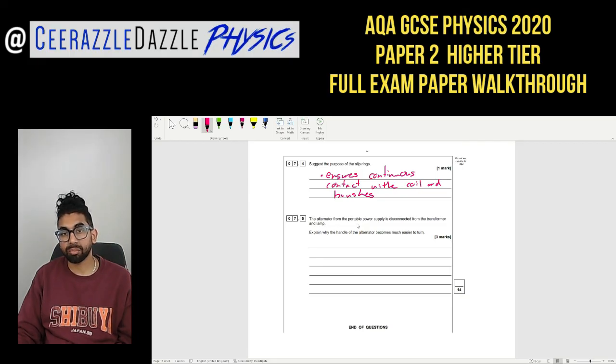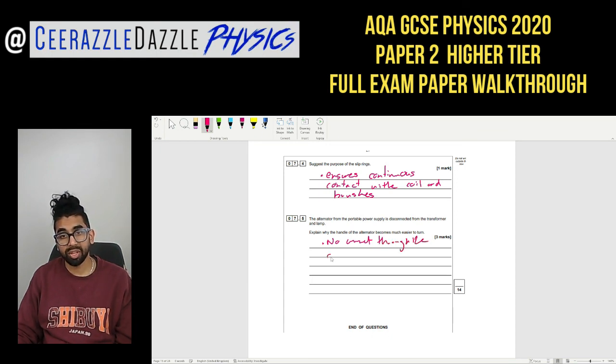7.5. The alternator from the portable power supply is disconnected from the transformer and the lamp. Explain why the handle of the alternator becomes much easier to turn. Okay, the reason why it becomes easier is because now there is no current flowing through the coil. And if there is no current through the coil, there's therefore not going to be a magnetic field. So the magnetic field is not created.